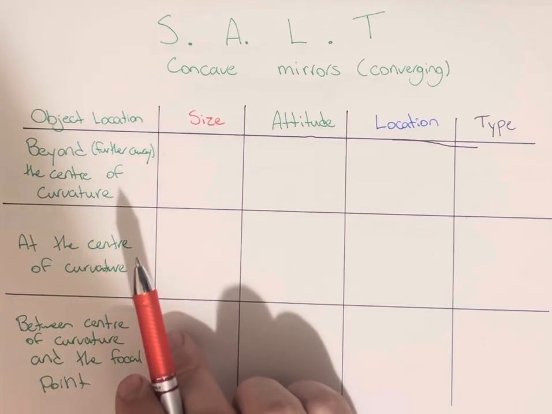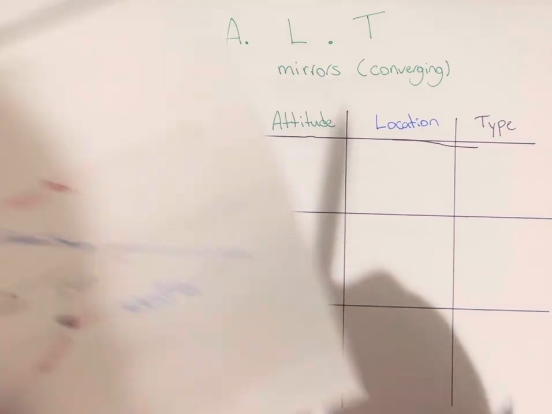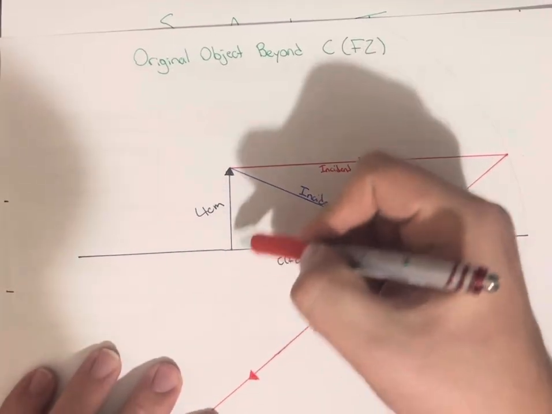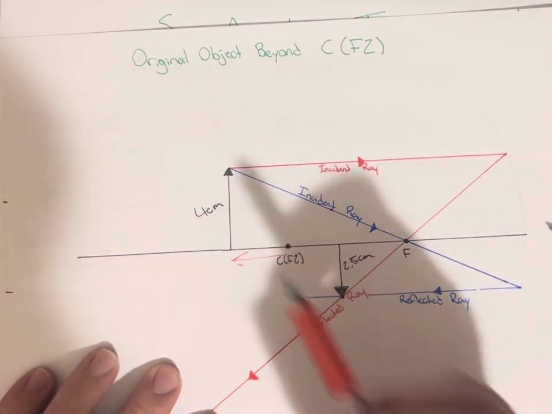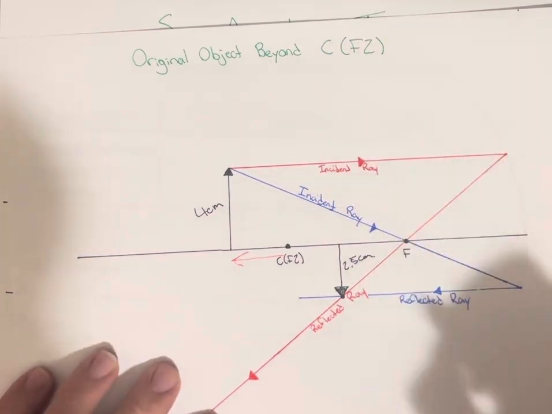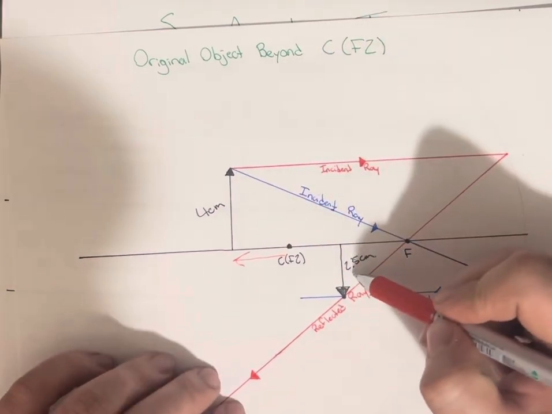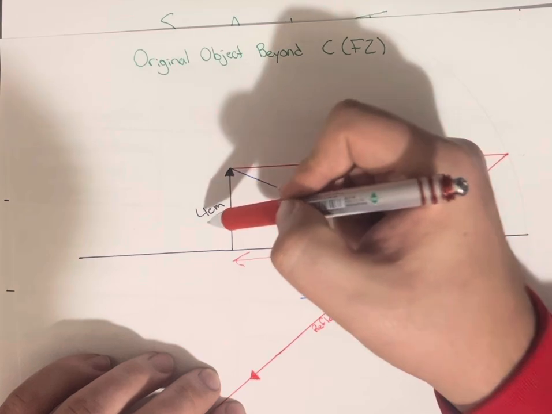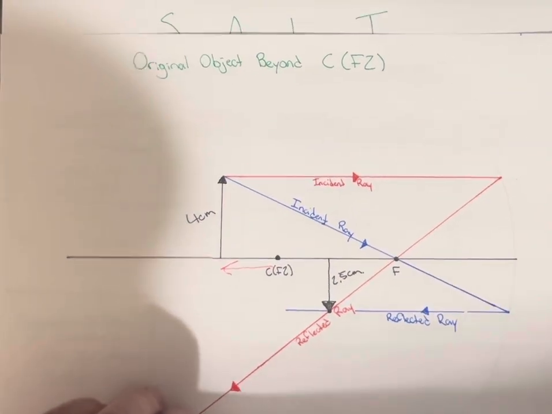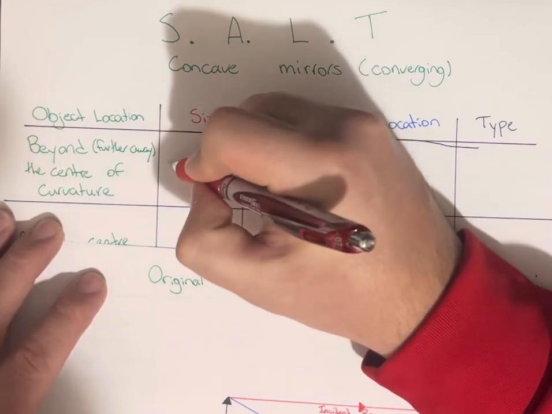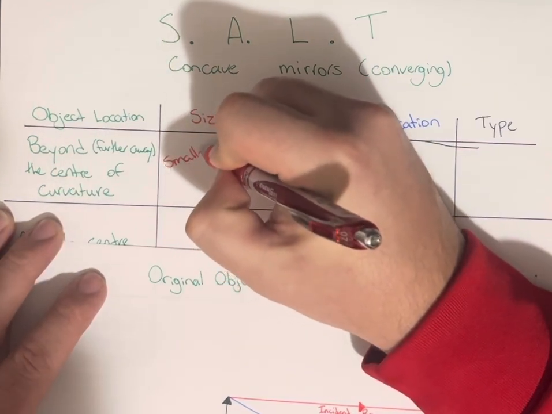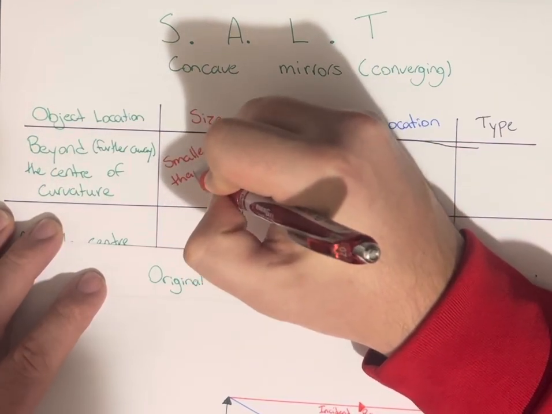So if I go back through my examples, I can pull up the example that we did where my object was further away from the mirror than the center of curvature. In this situation, we can see that the size here was 2.5 centimeters versus the 4 centimeter original object. So we can say that the size is going to be smaller than the original.